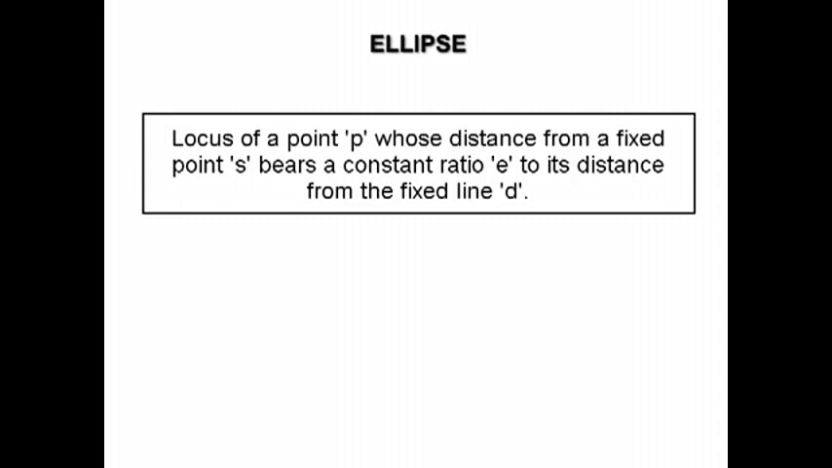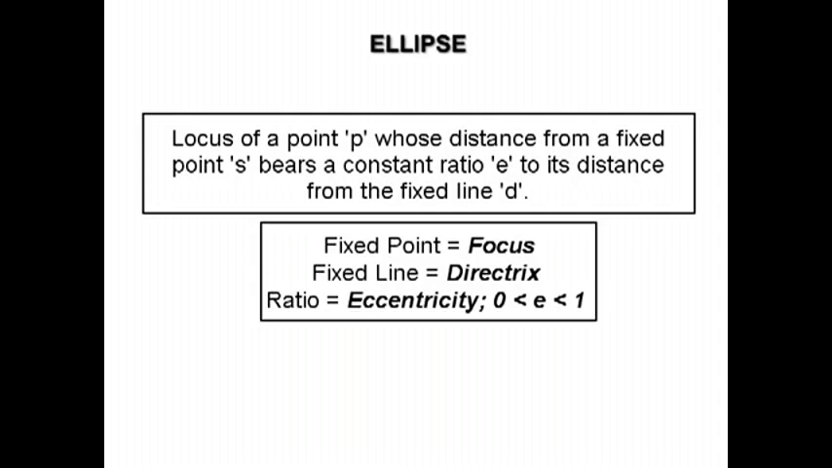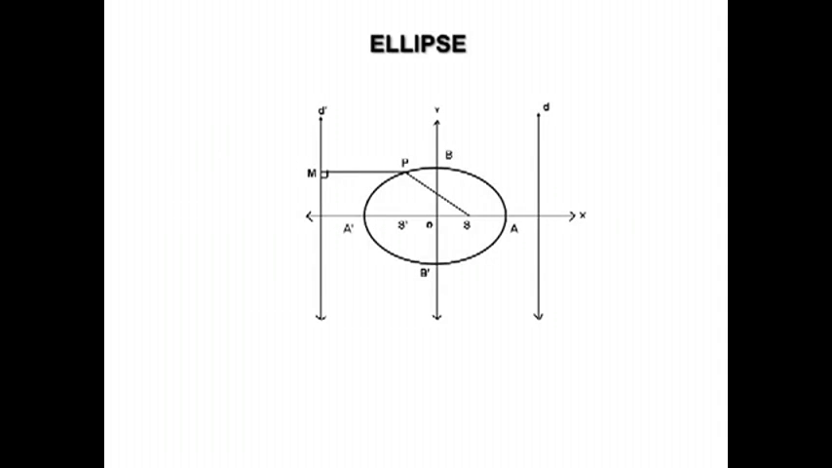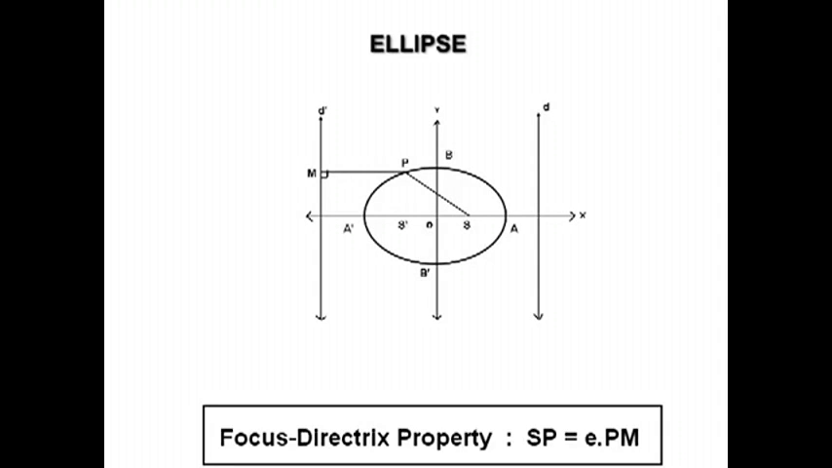Ellipse. Ellipse is the locus of a point P whose distance from a fixed point S bears a constant ratio e to its distance from a fixed line D. The fixed point S is called the focus, the fixed line D is called the directrix, and the constant ratio e is called the eccentricity of the ellipse, where 0 < e < 1. If PM is perpendicular to the directrix D, then by the focus directrix property, SP = e·PM.